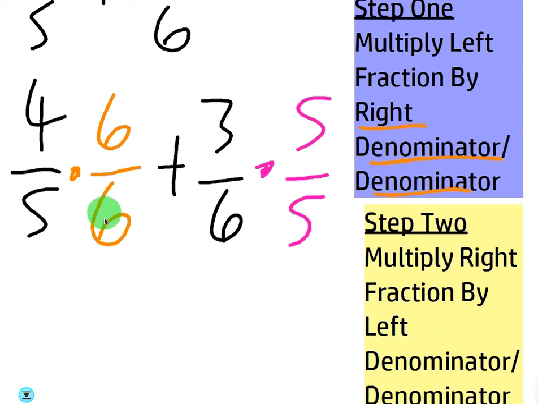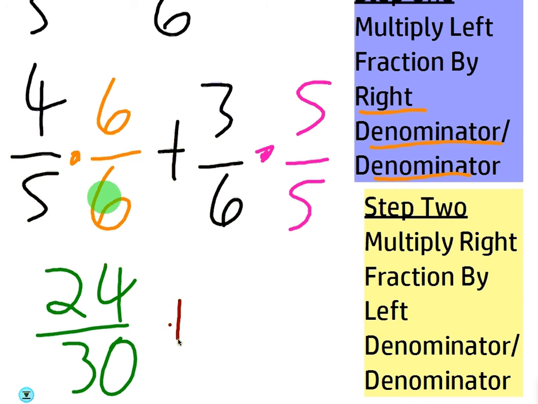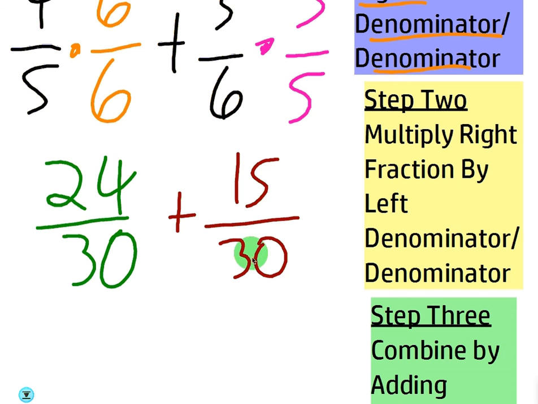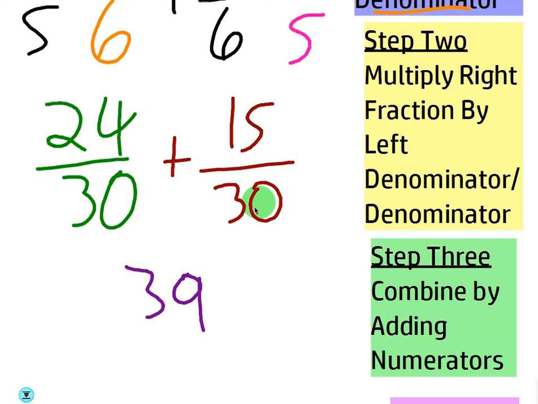What did you say? 24 over 30, good, for the left one. And then 15 over 30 on the right. Now the bottom numbers are the same, so we have an equal number of total parts. We just add the pieces. 24 plus 15 is, good, 39. That's why, guys, you're just adding the numerators, not the denominators. You're just adding the number of pieces, not the whole number of parts.